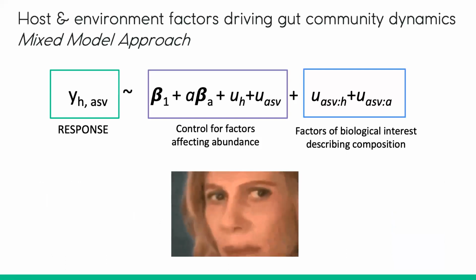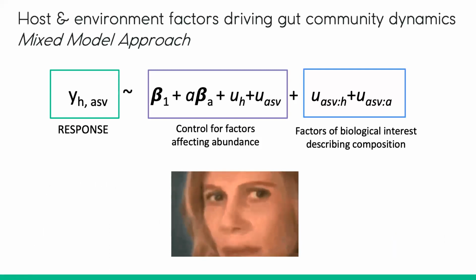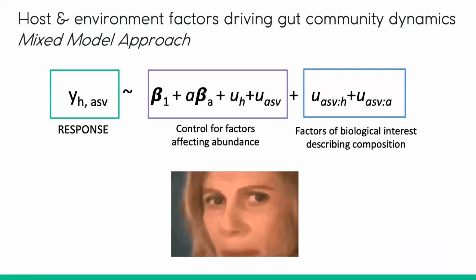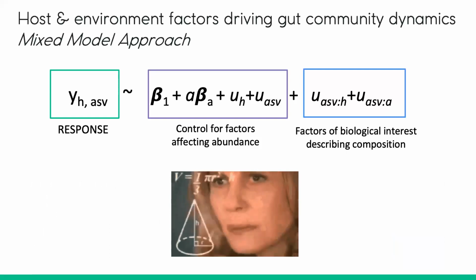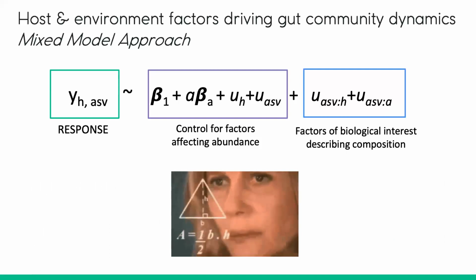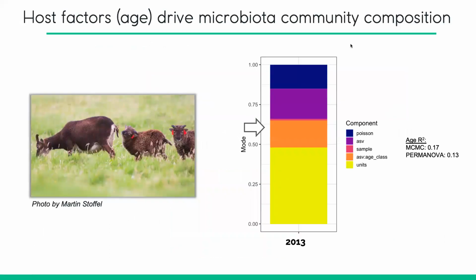So that's really all you need to worry about, not really the equations, just that it allows us to break down factors in the environment and host level that are explaining variation in the microbiota data. So that's the main output of these models that I look at when they've run, is how much the factors that I care about are explaining the variance in the model. So here's an example of one of the model outputs.